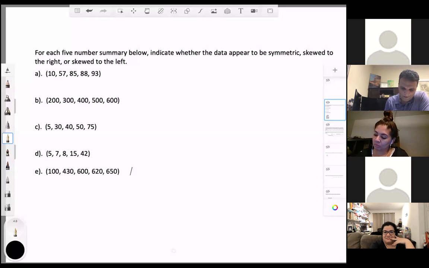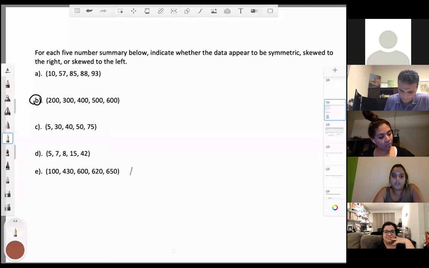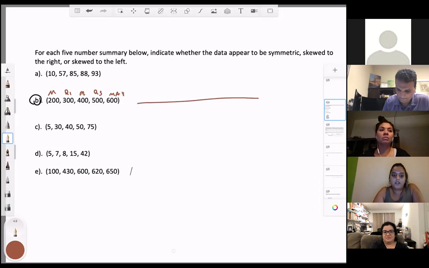So same question. We have a 5-number summary. What do you think this will be? Is that symmetric, left, or right? So 5-number summary, that means this is minimum, that's maximum, this is median, this is Q1 and Q3. That's symmetric because the difference is the same between each interval. Yeah, I agree.